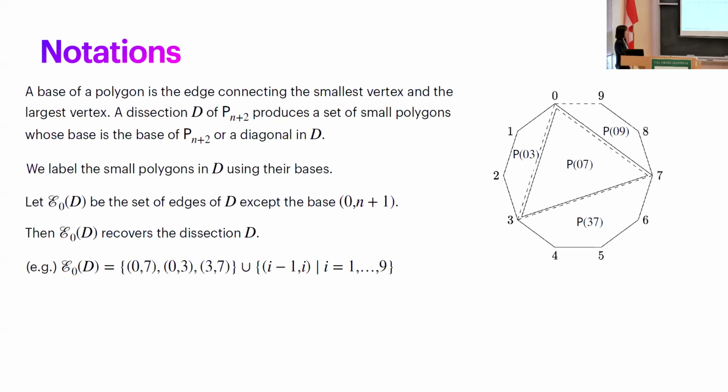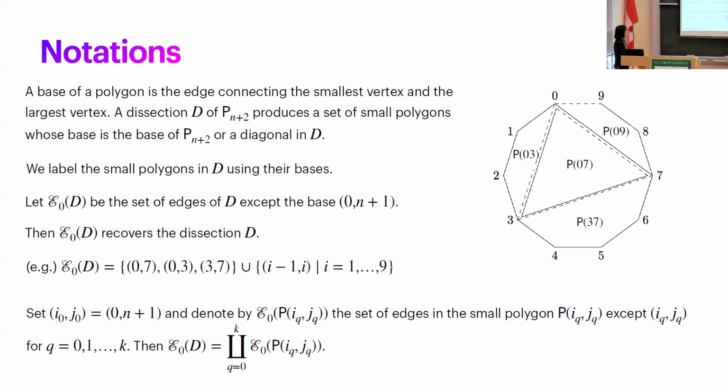So for instance, in this case, the set E naught of D is 0,7, 0,3, 3,7. And for simplicity, we'll denote the base 0, n plus 1 as I naught, J naught, and denote by E naught of P of I_q, J_q the set of edges in the small polygon P of I_q, J_q, except the base. Then we can see that the set E naught of D is the disjoint union of the sets E naught of P of I_q, J_q, where q varies from 0 to K.